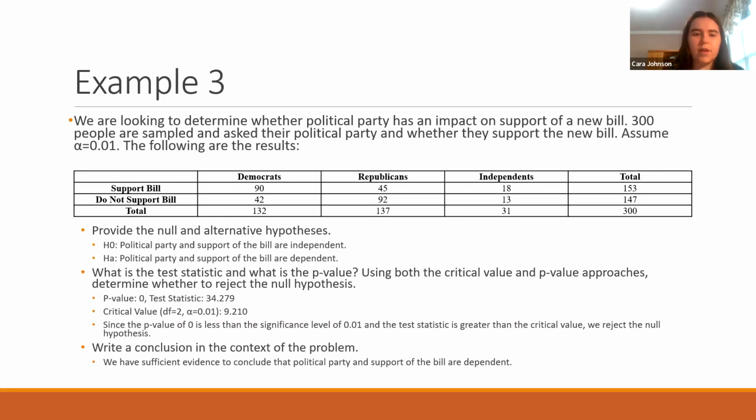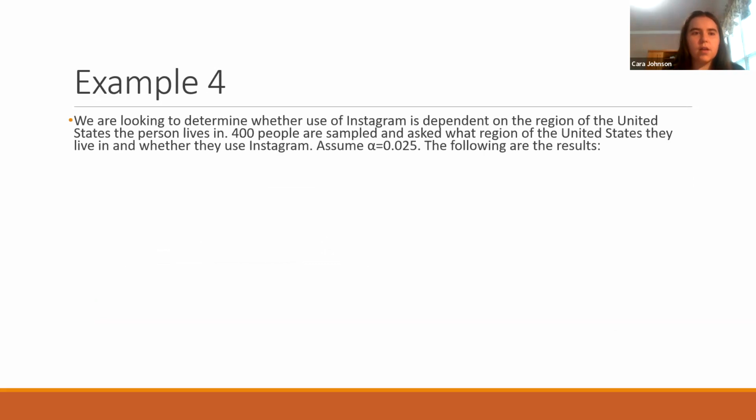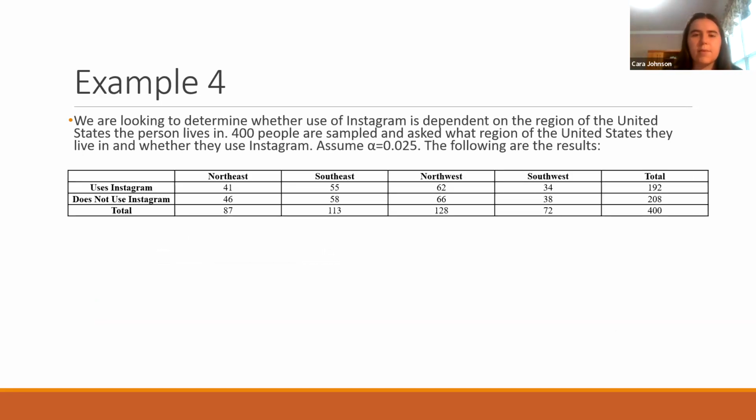All right, let's do one more example. We are looking to determine whether use of Instagram is dependent on the region of the United States the person lives in. 400 people are sampled and asked what region of the United States they live in and whether they use Instagram. Assume your alpha is 0.025, and then we have this table. So I have 2 rows and 4 columns here. So I'm saying region of the United States would impact use of Instagram, not vice versa.